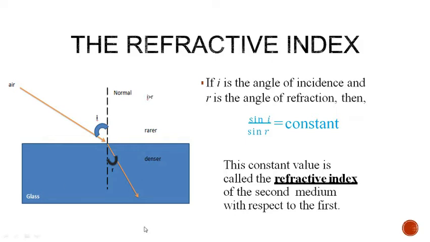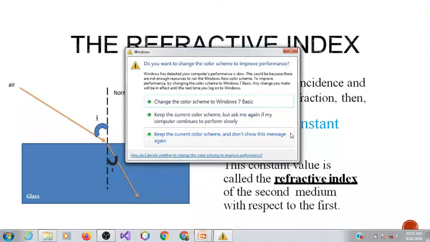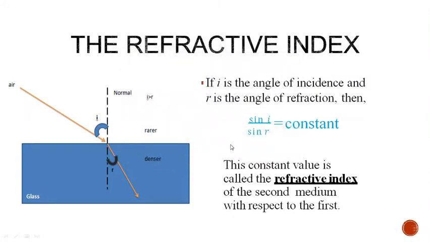According to this diagram, if i is the angle of incidence and r is the angle of refraction, then according to Snell's law of refraction of light, the ratio of the sine of the angle of incidence to the sine of the angle of refraction is a constant for a given pair of media. Media may be air and glass or air and water. And this constant is called the refractive index.